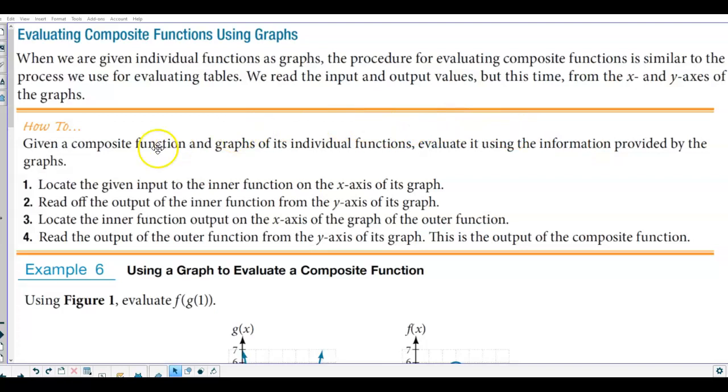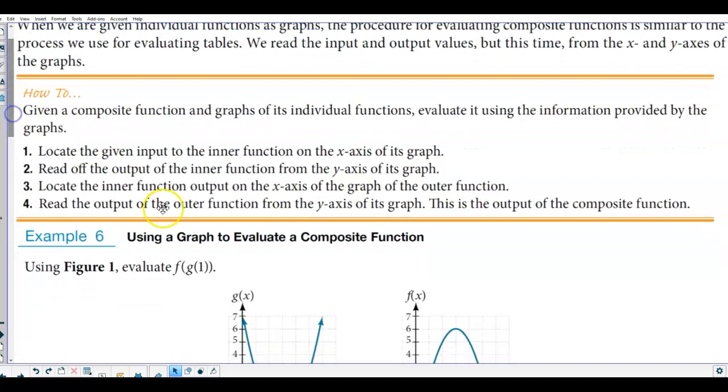1, locate the given input to the inner function on the x-axis of its graph. Number 2, read off the output of the inner function from the y-axis of its graph. Number 3, locate the inner function output on the x-axis of the graph for the outer function. And number 4, read the output of the outer function from the y-axis of its graph. This is the output of the composite function.